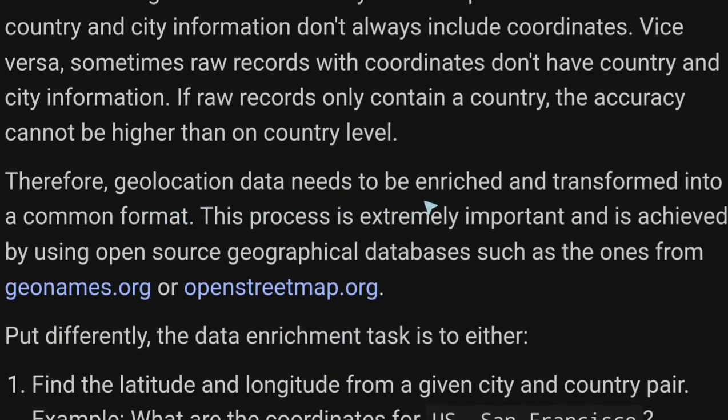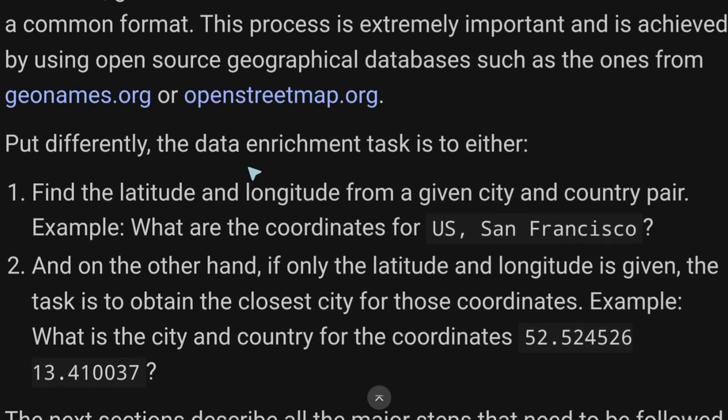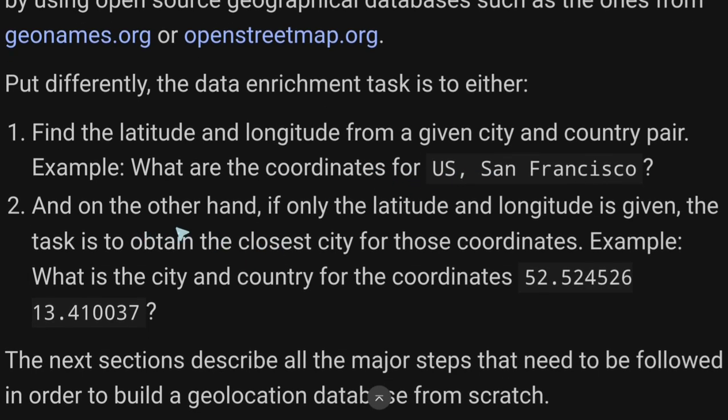Therefore, geolocation data needs to be enriched and transformed into a common format. This process is extremely important and is achieved by using open source geographical databases such as the ones from geonames.org or OpenStreetMap. Put differently, the data enrichment task is to either find the latitude and longitude for a given city or country. For example, what are the coordinates for San Francisco, US? And on the other hand, if only the latitude and longitude are given, the task is to obtain the closest city for those coordinates. For example, what is the city and country for coordinates 52, 13?